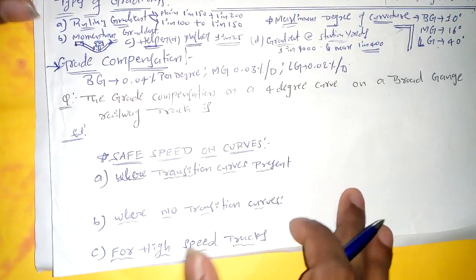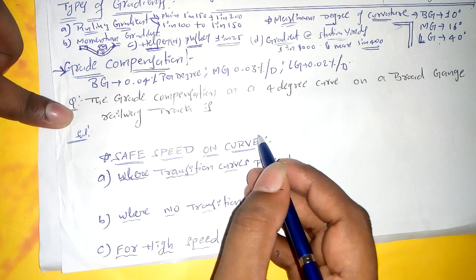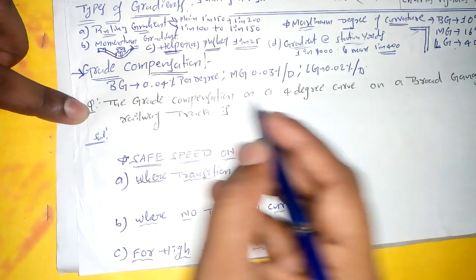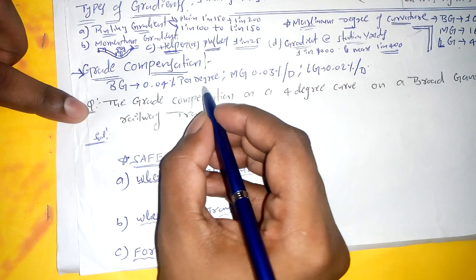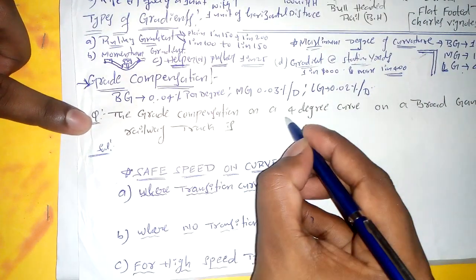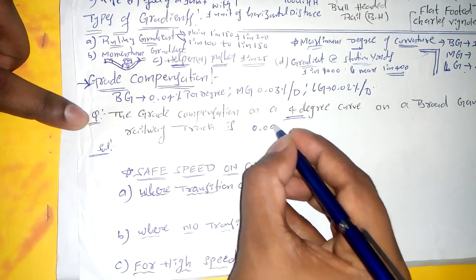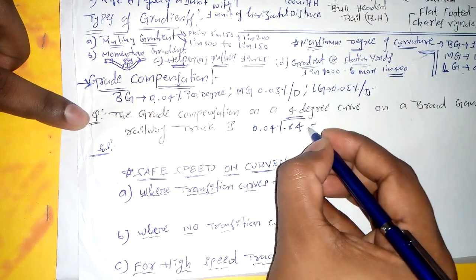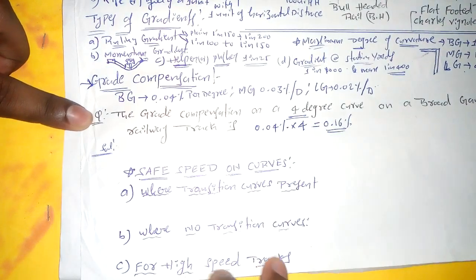And here is one question. They are asking the grade compensation on a 4-degree curve on a broad gauge railway track. So as we know, if a broad gauge is provided, the grade compensation could be 0.04 percentage per degree. So there are 4 degrees, so the grade compensation is 0.04 percentage multiplied by 4 degrees, which is 0.16 percentage.